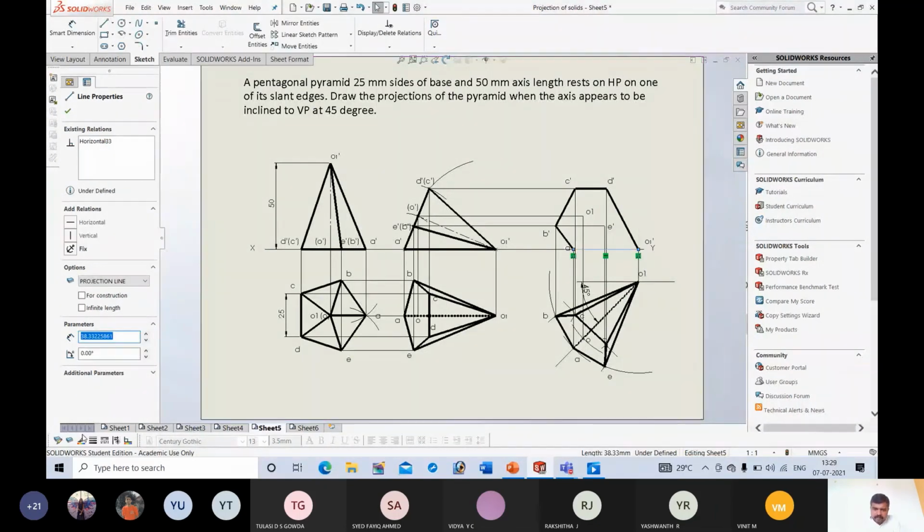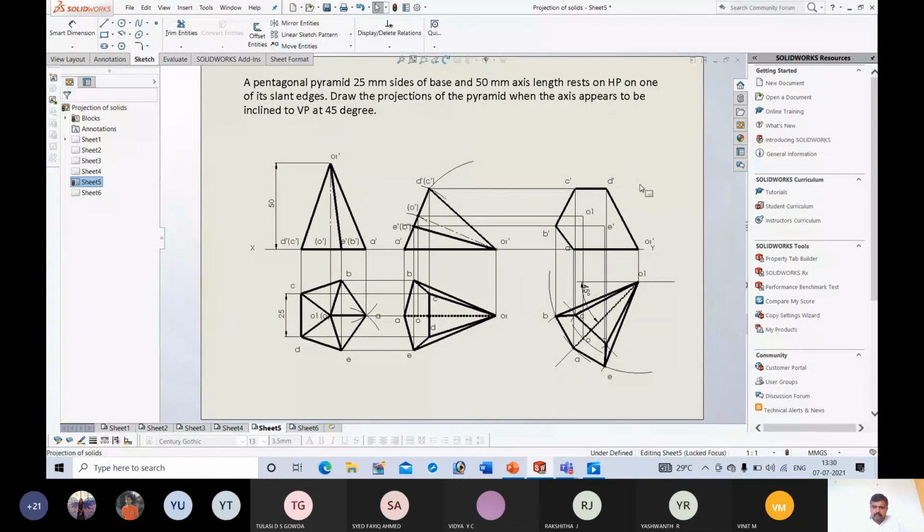Next, again I should apply the rule of visibility. So this is the final front view. I am looking from this direction. Since this is a front view, the base will be nearer to the observer when compared with the apex. Now because the base is nearer to the observer, the base is visible. So it means all base edges should be continuous.